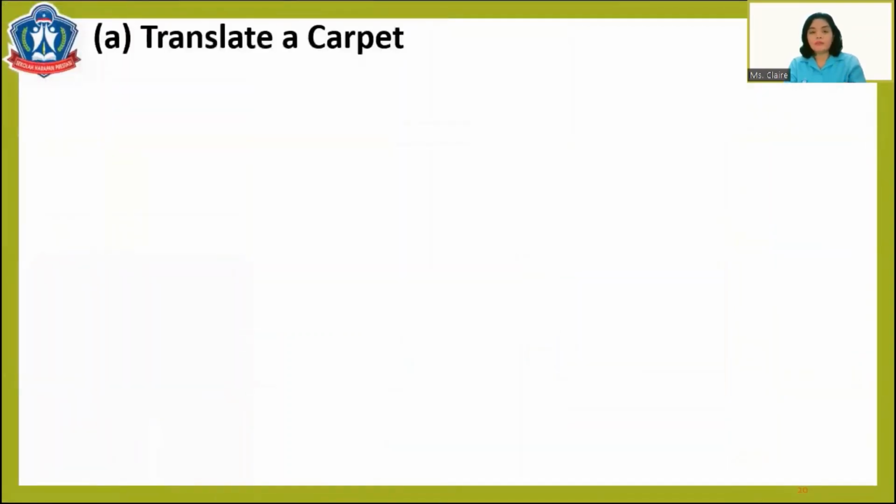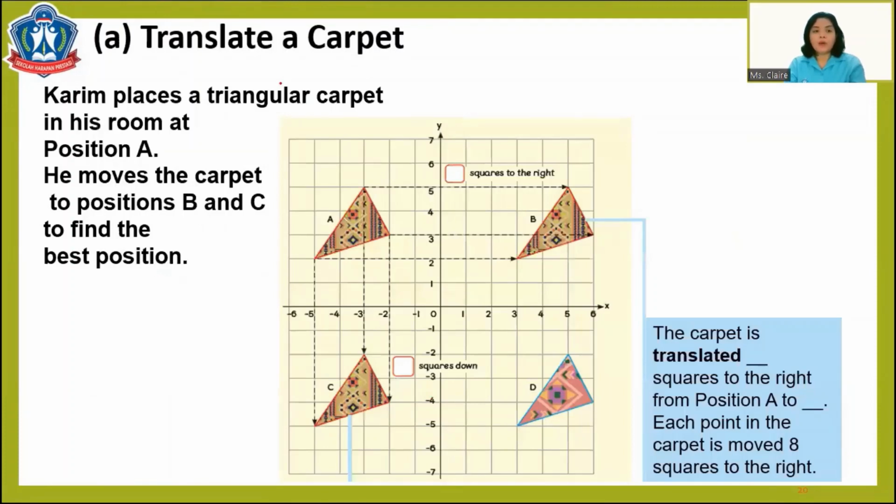Okay, we are going to translate the carpet. So Karim places a triangular carpet in his room at position A. So he will move it to position B, this position, or position C. So to find the best position. As you can see, the carpet from A is translated how many squares when it was moved to B? Let's count. 1, 2, 3, 4, 5, 6, 7, 8. Therefore, it was translated 8 squares to the right from position A to B.